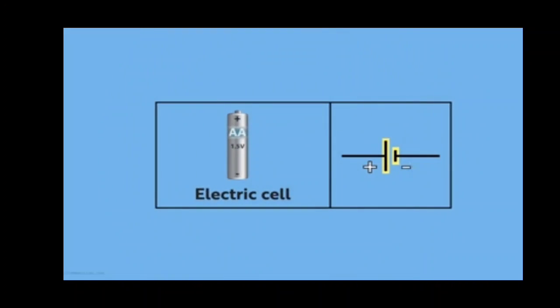So, a cell is denoted by a long terminal and a short terminal. The long terminal represents the positive terminal and the short terminal represents the negative terminal.